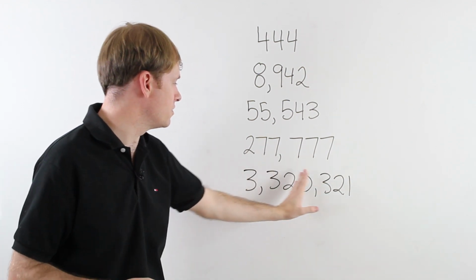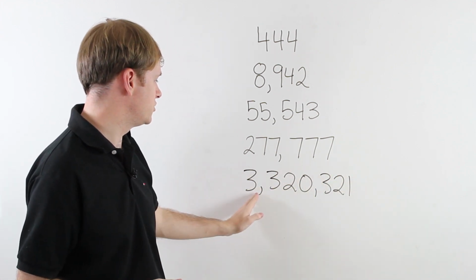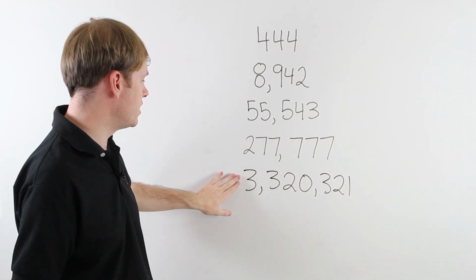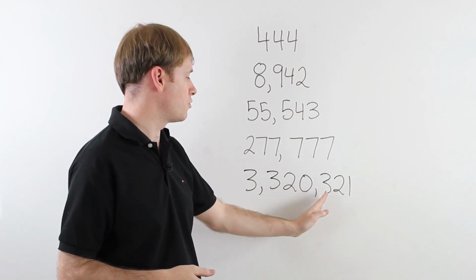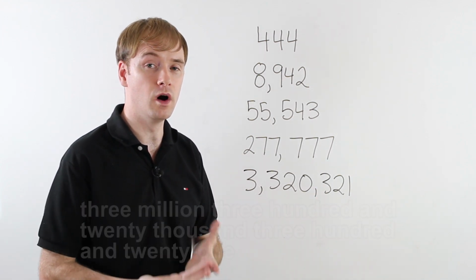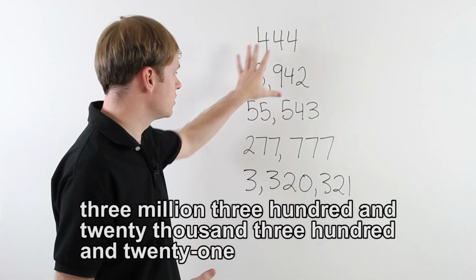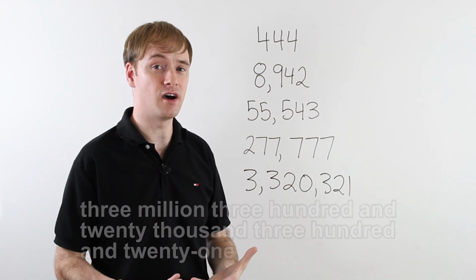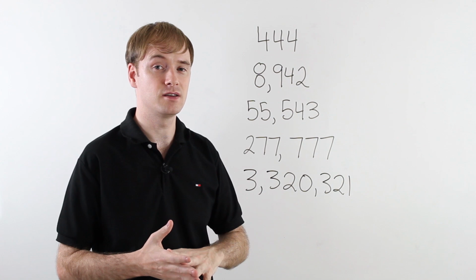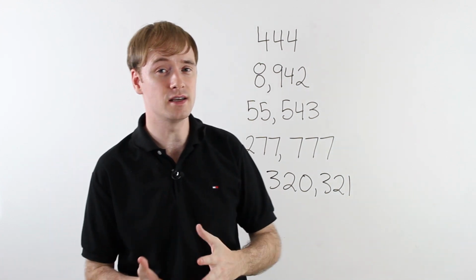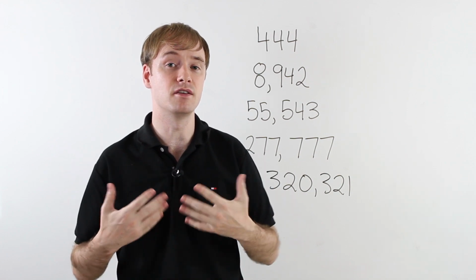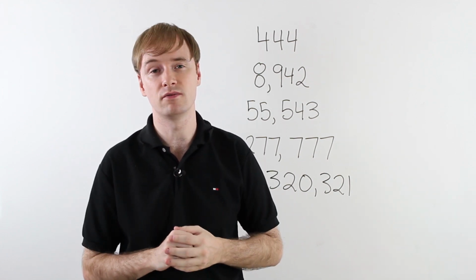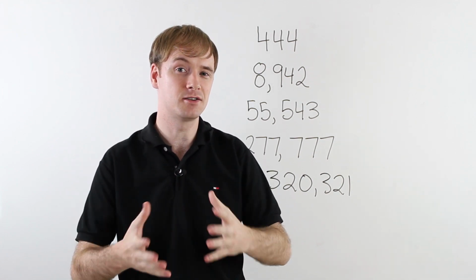All right, and let's go to the millions. 3, 3, I know this is a million because it has 2 commas. So 3,320,321. All right, so if you can understand how to say these 5, you're ready for the test. So we're going to start the test. You should prepare some paper and a pen. I'm going to say the numbers, and you should write down the numbers.